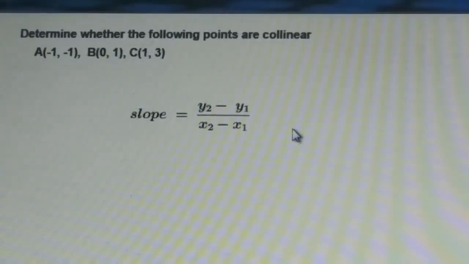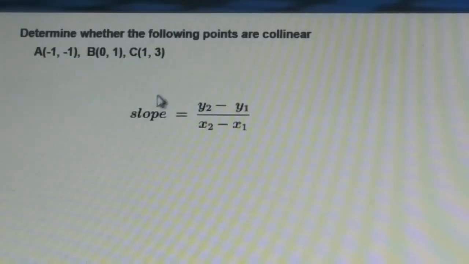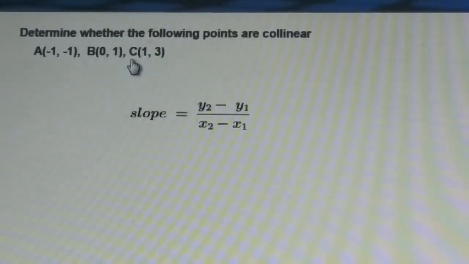In this video, we are going to discuss how the slope formula is used to check whether points are collinear or not. Let us take this example. Determine whether the following points are collinear. We have to check whether points A, B and C are collinear or not.